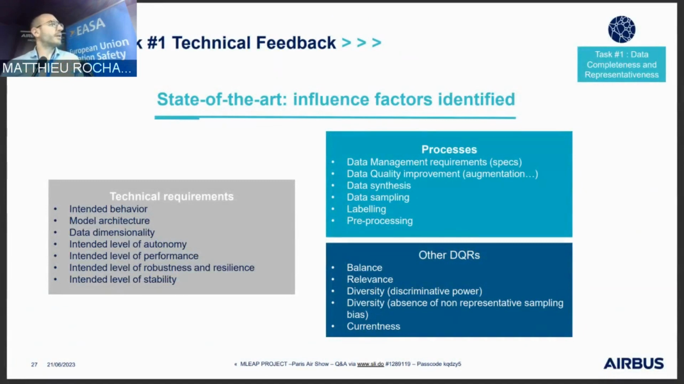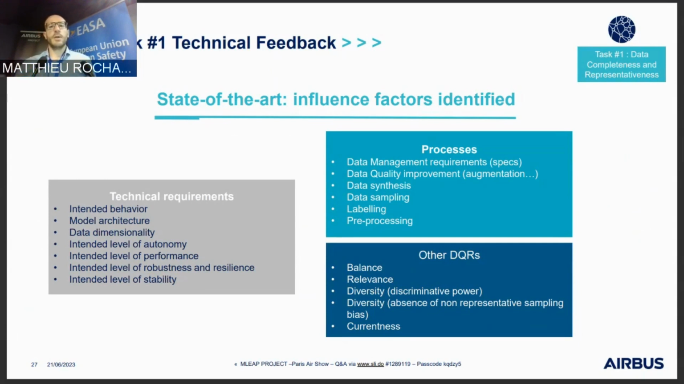So about the state-of-the-art, we identified, as I said, a number of influence factors that we grouped into 3 categories. The first one is called technical requirements. It's basically all the requirements that influence the creation of the specs and the ODD during the development phase. So it includes things like the intended behavior of the application, the model architecture that has been selected, the dimensionality of the data, and others.